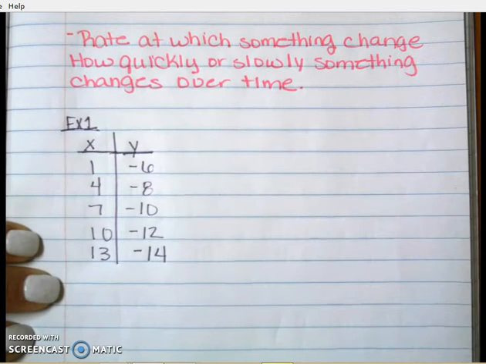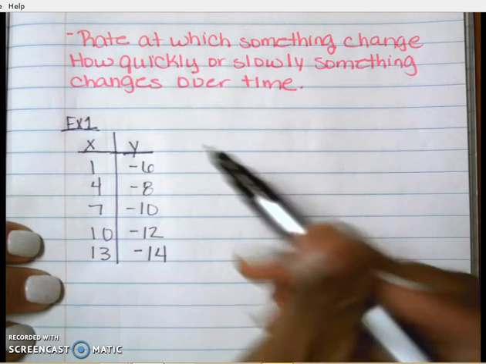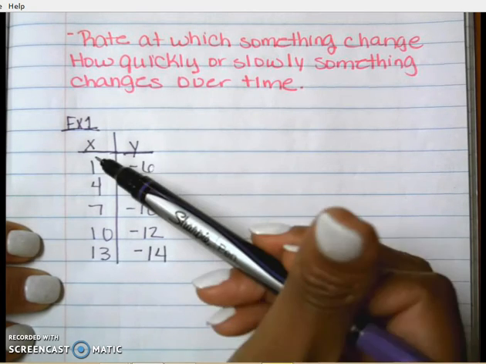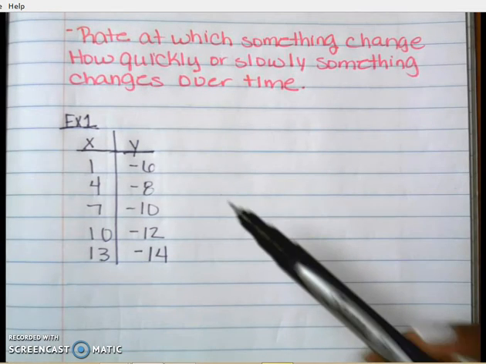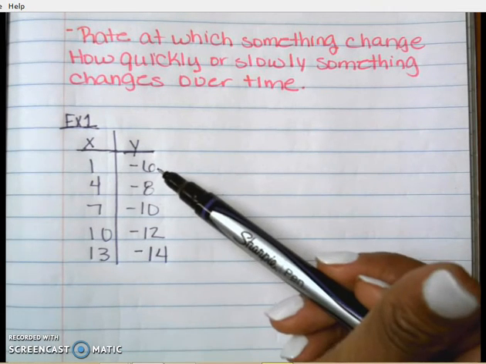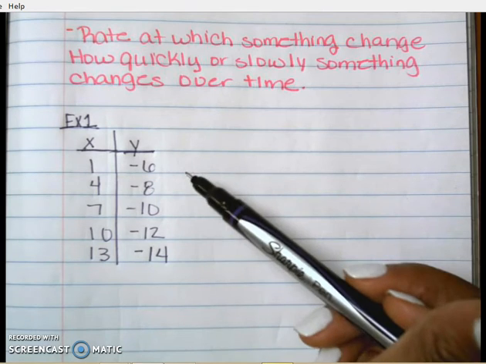Okay, go ahead and copy this table. Make sure you write down your X and Y axis. This X and Y refers to the same thing like an ordered pair. So when you see X is 1, Y is -6, that is an ordered pair, (1, -6).